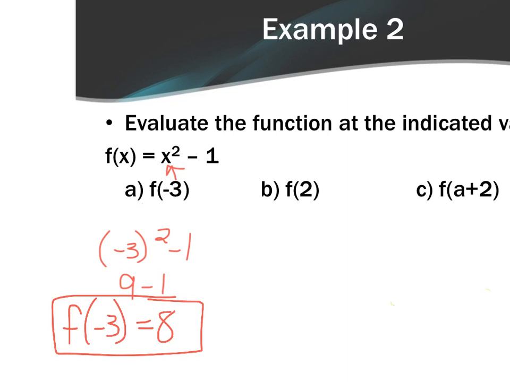So let's do the second one. Evaluate. Figure out what the answer is. I'm going to say 2 squared minus 1. Well, 2 squared is? 4. And 4 minus 1 is? 3. So I would write my answer as f of 2. When I plug in 2, what do I get out? 3. Perfect.